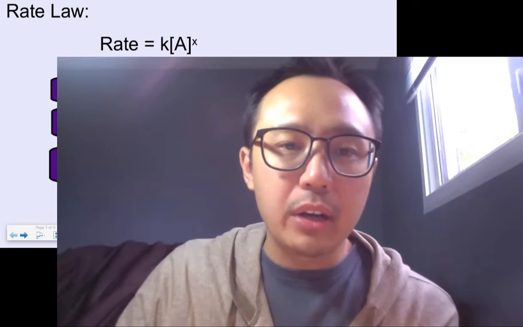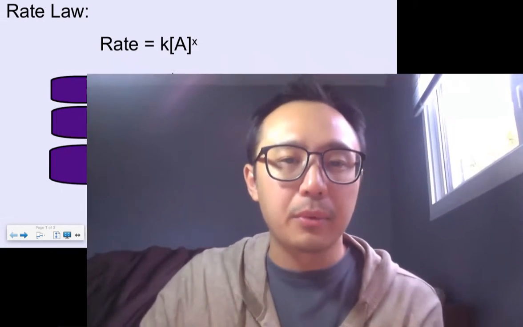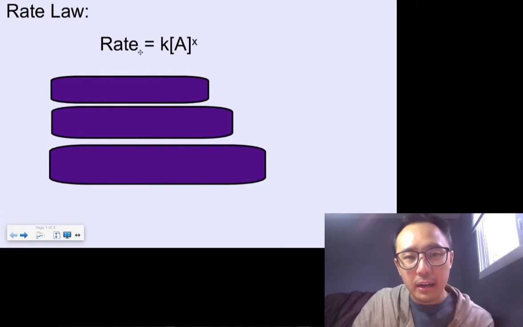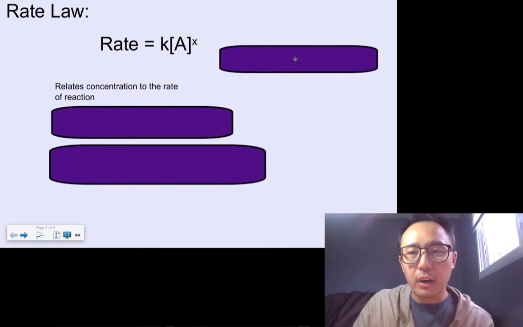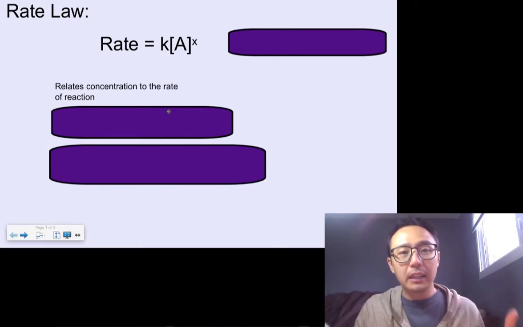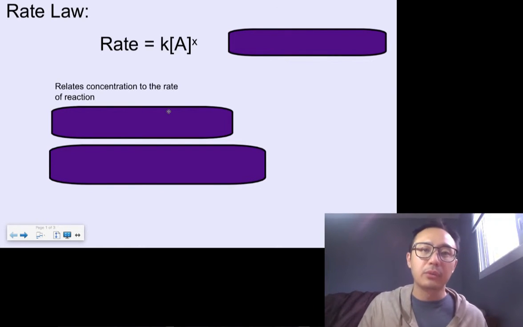So to understand rate law, why rate law is special is that it actually allows you to do a couple of things. So number one, if you have developed your rate reaction, it's basically just the rate is equal to this constant times your concentration to a power of a number. So what does that really mean? What rate law allows you to do is relate the concentration of your reacting species to give you the rate of reaction.